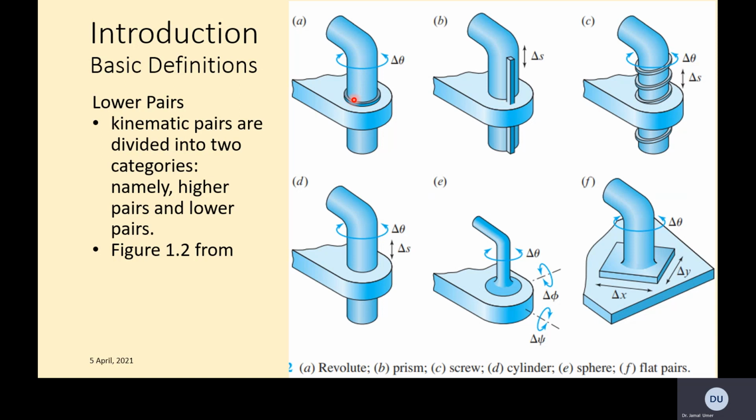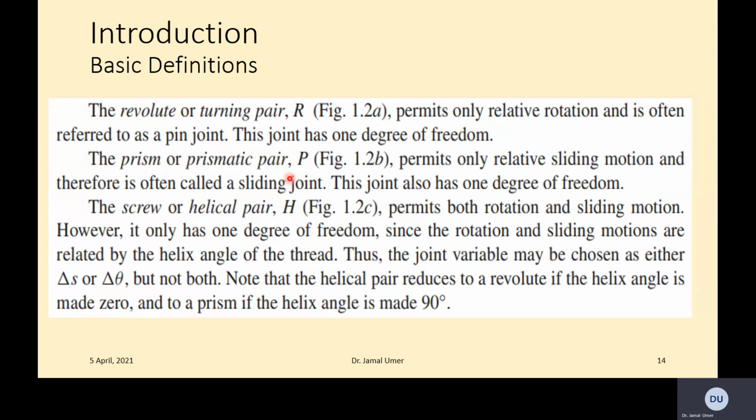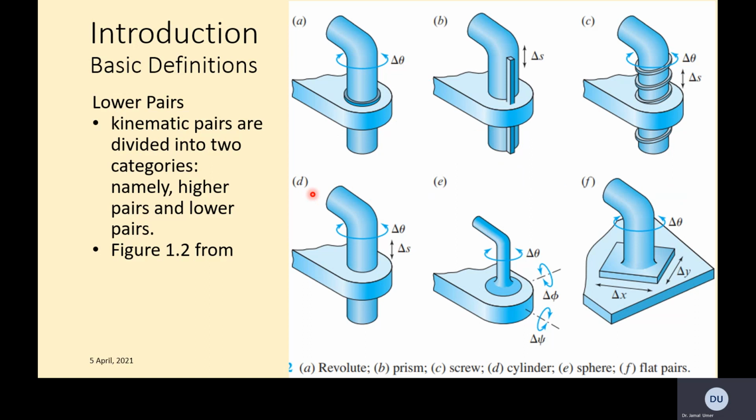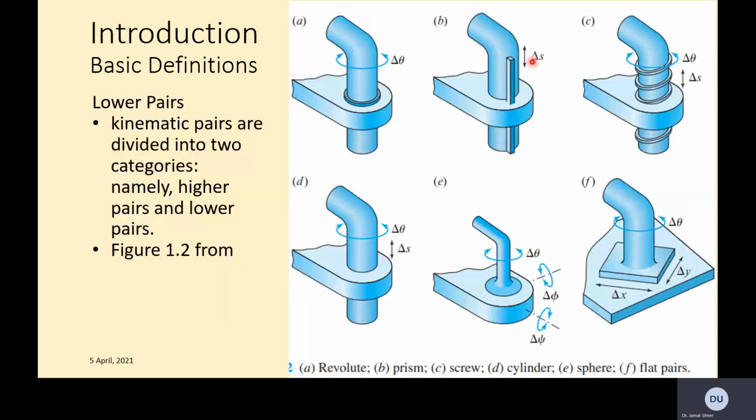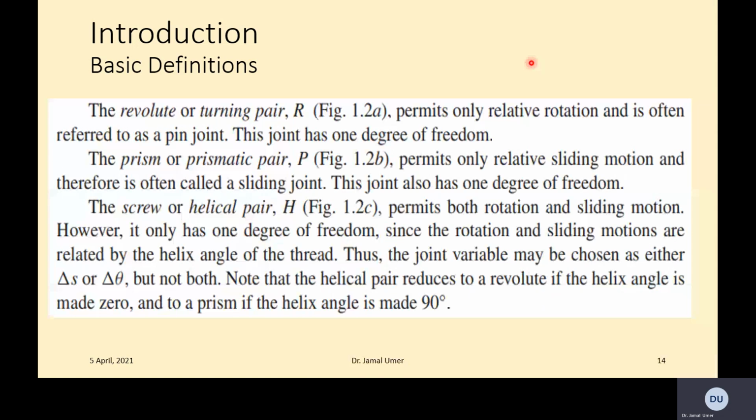The next one is the prism or prismatic pair, named P, capital P. It permits only relative sliding motion and is therefore often called a sliding joint. It is just sliding up and down, no rotation. So this is called a prism or prismatic pair. This joint has 1 degree of freedom as well, so just delta S. The next one is interesting, the screw or helical pair.